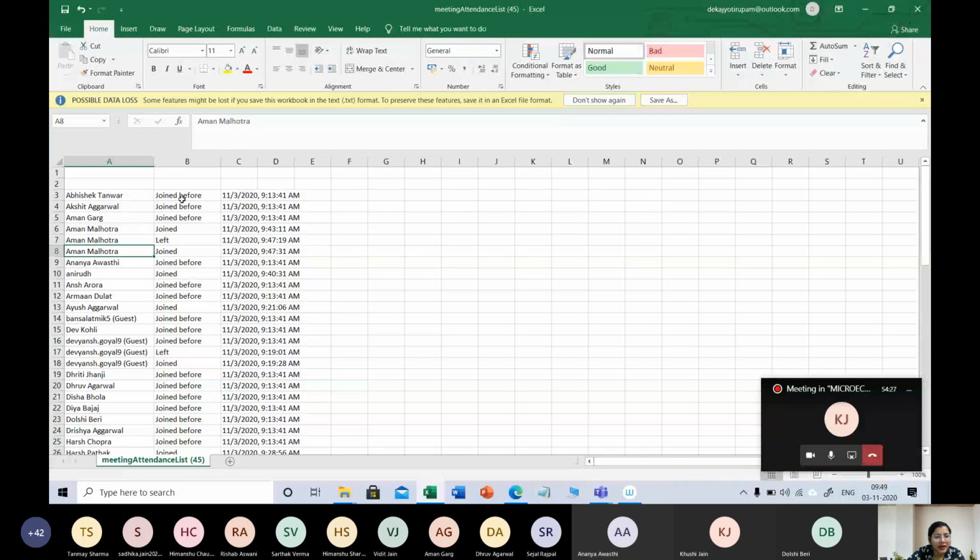So Abhishek Tanwar had joined before 9:13, right? Who had joined before 9:13? Ayush Agarwal had joined at 9:21. Ansh Arora had joined before. Then who had joined late? Can you see? Like Dolsi, yours is shown here as joined before 9:13, right?